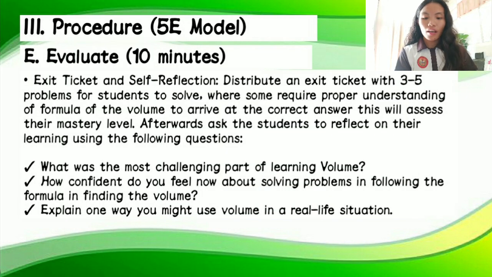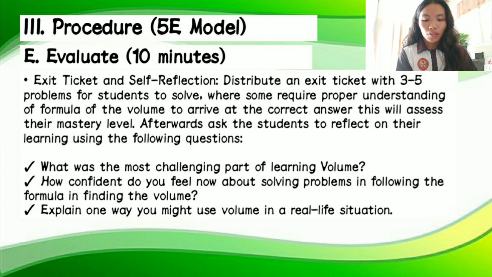And for the procedure evaluate, I will give 10 minutes. It is an exit ticket and self-reflection. Distribute an exit ticket with 3 to 5 problems for students to solve, where some require proper understanding of the volume formula to arrive at the correct answer. This will assess their mastery level. Afterwards, ask the students to reflect on their learning using the following questions.